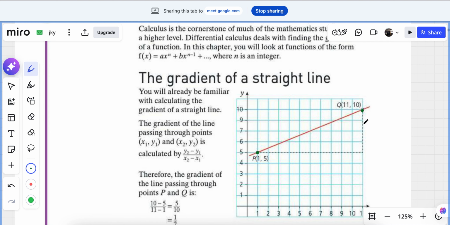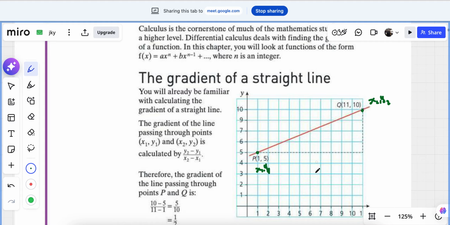To calculate the gradient, we can use broken lines to make a triangle of these two points, so that we find the change in y, which is the vertical change, y2 minus y1. The coordinate (x2, y2) is the higher point, and the lower point is (x1, y1).